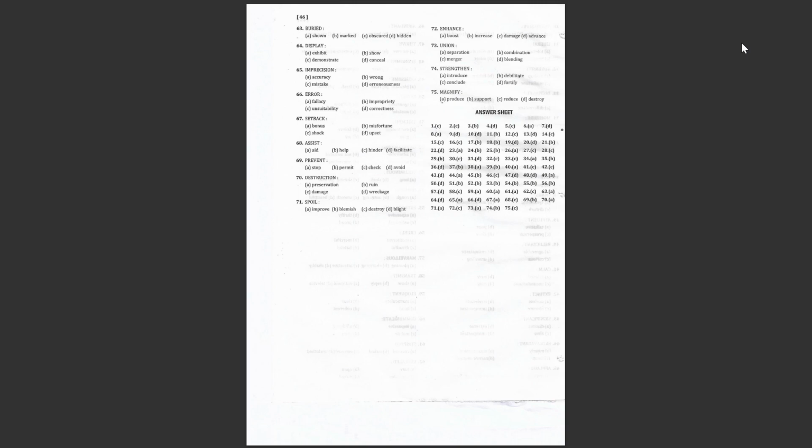Word number 66, error. Error का मतलब होता है गलती. Fallacy means fault, faulty. Impropriety, unsuitability. These are all the synonyms of error. But if you see option number D, correctness, it is the clear antonym of error. जहाँ एक तरफ गलती है तो वहाँ एक तरफ सही काम भी है. So that will become the antonym of error.